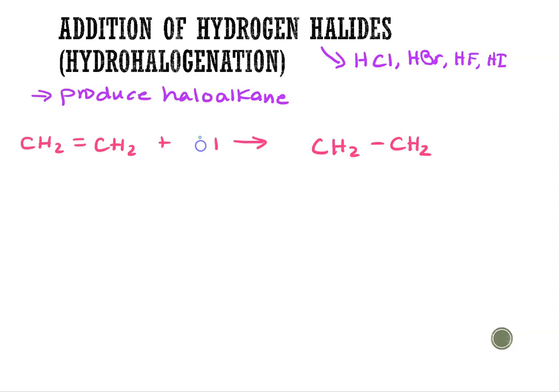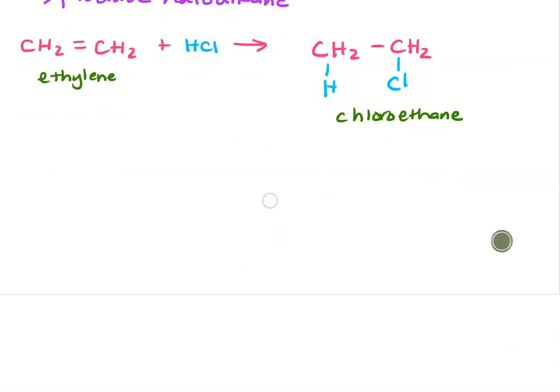We'll put this in a different color because I love colors. Then we have an extra H here and a Cl here. So basically what we've done is take some ethylene and some hydrogen chloride, or hydrochloric acid, and make some chloroethane. Easy peasy, right?